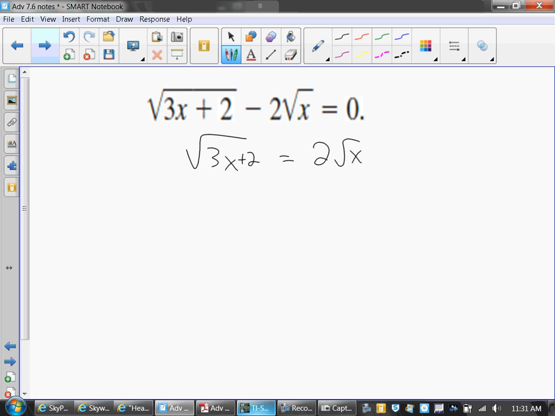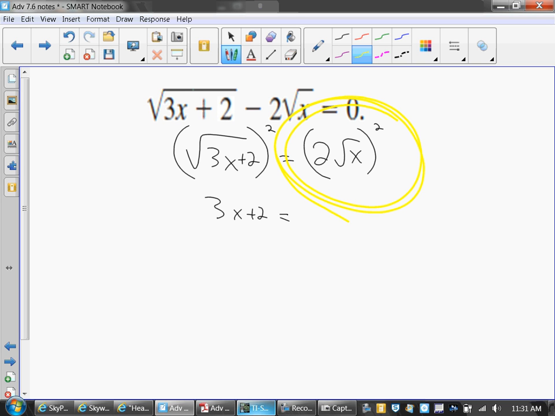Get rid of the radicals. Square both sides. Now, when you square this side and that side, square root of junk squared is junk. So this one's easy, 3x plus 2. This is where you're going to make your mistakes. Remember, use the rules of exponents. 2 root x squared means the same thing as 2 root x times 2 root x. Or think of it this way, 2 squared times the square root of x squared.